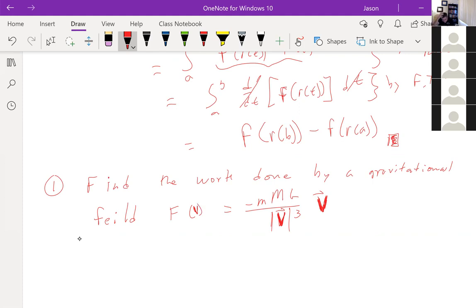So the idea here is that this describes how two bodies exert gravitational force on each other. We've got mass 1, mass 2, and the gravitational constant. And so we want to find the work done by a gravitational field as such.